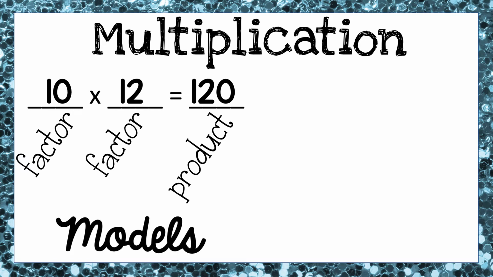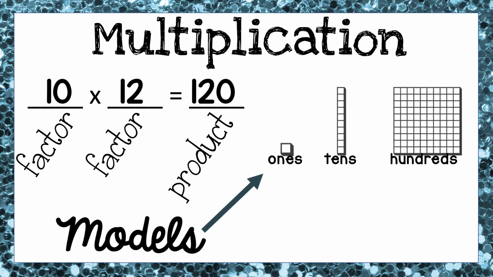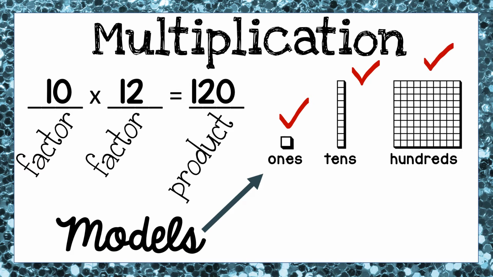Now, when I'm talking about models, I'm talking about picture representations of 1, 10, and 100. I want to represent ones, tens, and hundreds using these pictures. This represents a 1. It's a small cube. A 10 will look like this, also called a rod. I've heard them called longs, 10 sticks, and hundreds are represented with a hundreds flat.